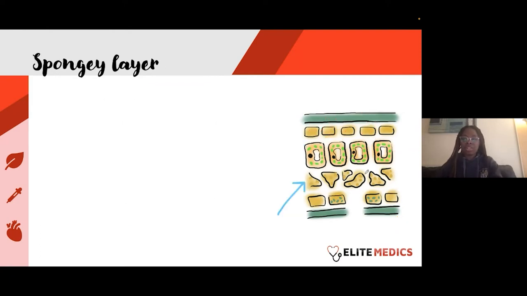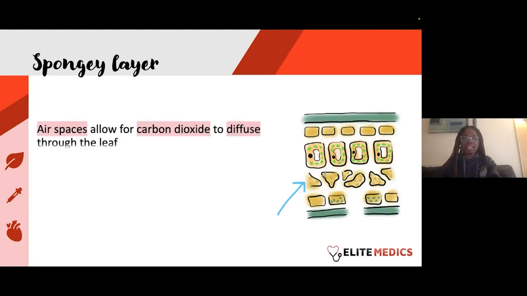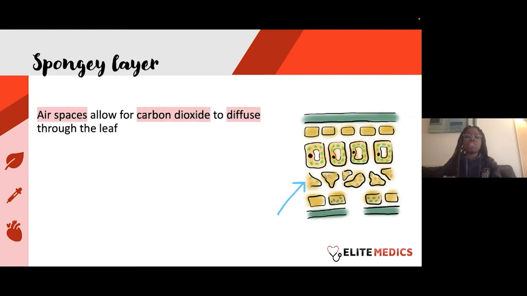Now the next layer down is the spongy layer, and it basically has air spaces in it, so carbon dioxide can diffuse through the leaf. You don't want to keep all that carbon dioxide inside of it. It's like us when we breathe in, with respiration, we have oxygen coming in, and then it goes into our lungs, into the blood, cycles through, the blood comes back, and then you have carbon dioxide, and you breathe out carbon dioxide. You don't want to have all that carbon dioxide in there, because then you won't have space for oxygen. It's not good for us, and not really good for the plant.